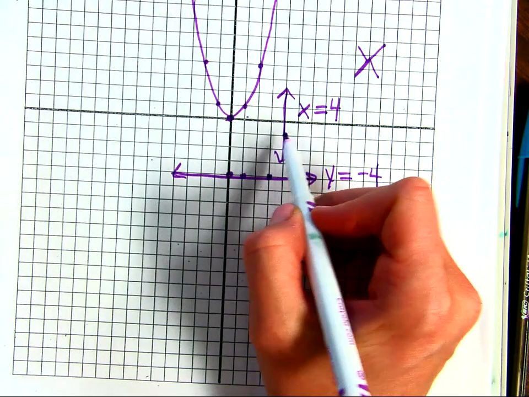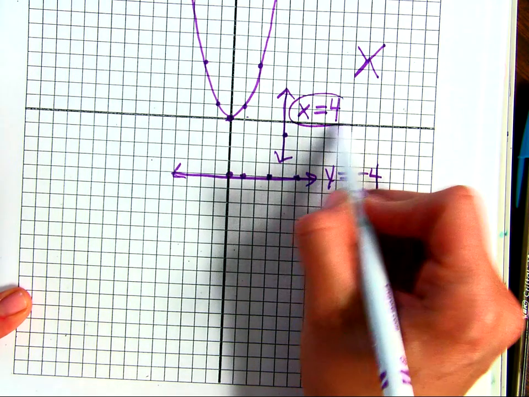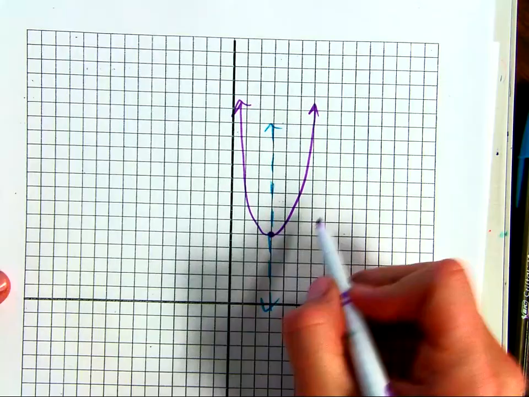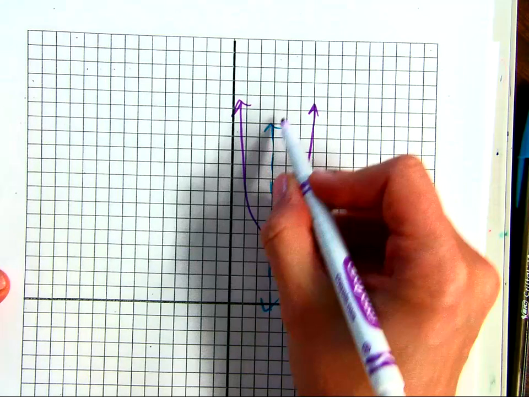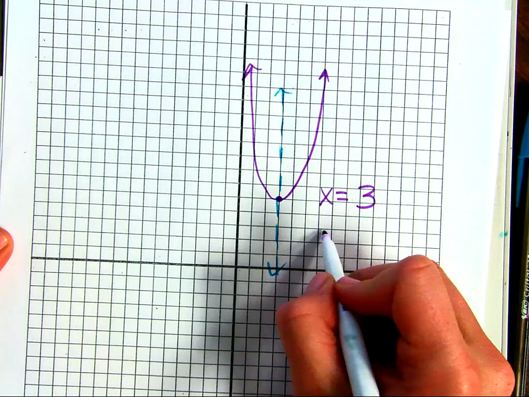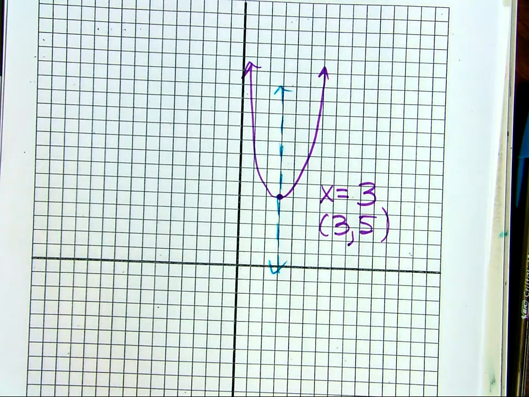Vertical. Remember I said v is x, vertical is x equals 1, 2, 3, 4. Here, every single x value is 4. I go 4 to the right and then 1 up. I go 4 to the right and 2 down. 4 to the right, so that's x equals 4. So, what do you think the axis of symmetry is called here?